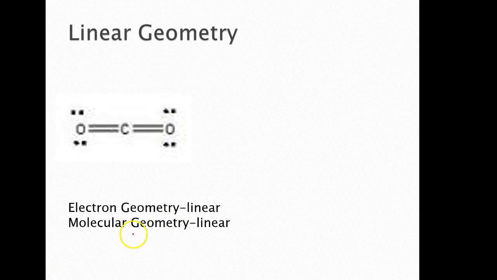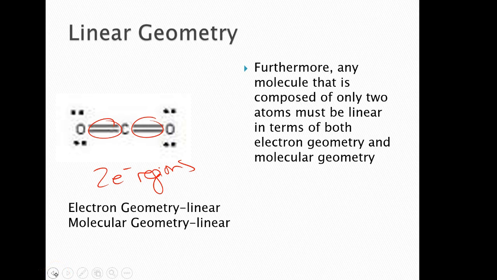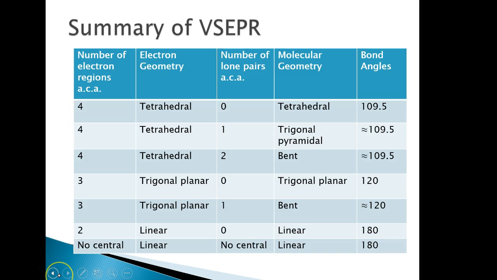Okay, linear geometry, 2 electron regions, 2 electron regions. And so its molecular geometry is the same. And if you have something that is composed of only 2 atoms, so like you had HCl, it's linear. There's no other way for it to go anywhere else.